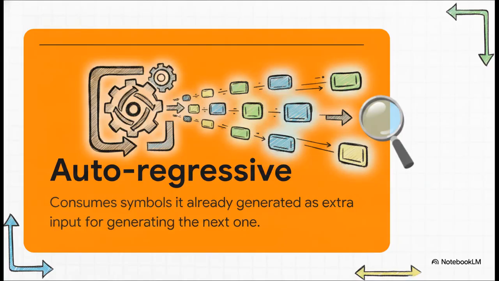Now, that writer side, the decoder, operates using a process we call autoregressive. Autoregressive simply means that the model continually feeds its own previous output right back into itself to generate the next word in the sequence. It's essentially consuming the symbols it has already generated as extra input so it can figure out exactly what comes next.